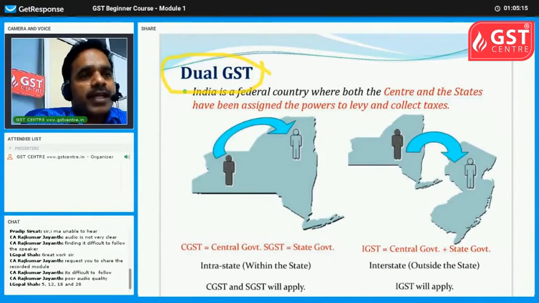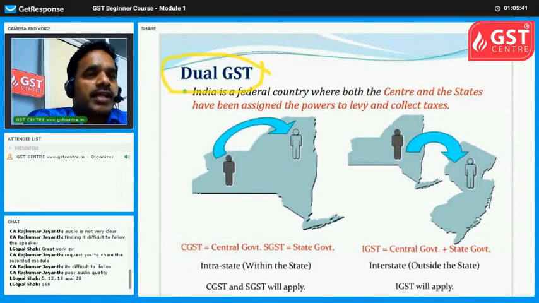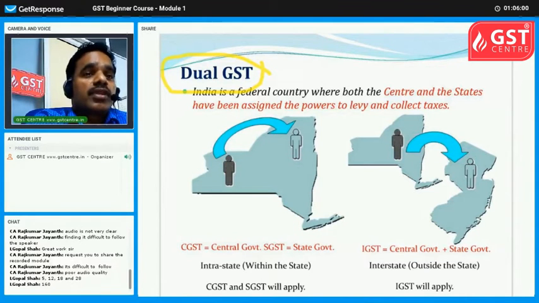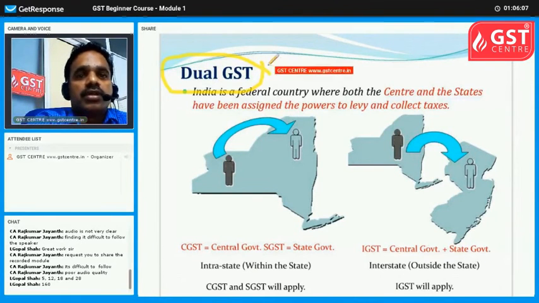As of now, I can put a question: how many countries have adopted GST in the world? Can anybody answer? Again, Gopal Shah, sir. Thank you. So 160 countries have adopted GST in the world, and India is the 161st country to adopt GST in the world.